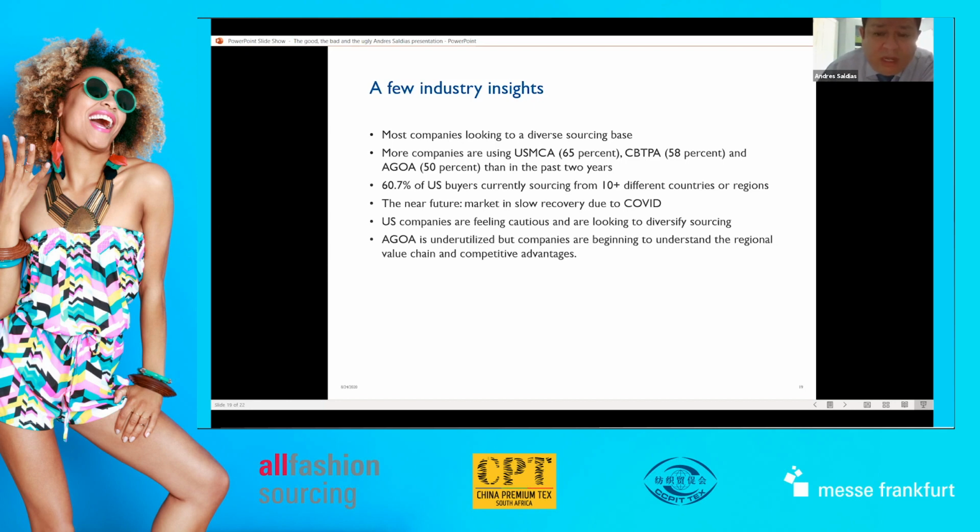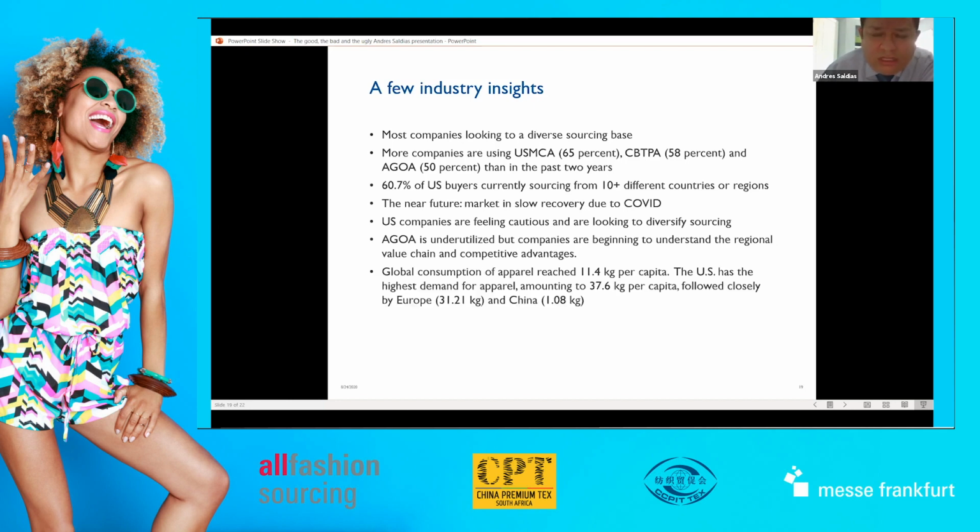Some of the buyers that I touch, they don't know about AGOA. So it's a daily process that we have to go through to sell the concept. The global consumption of apparel reached 11.4 kilograms per capita. That's globally. Okay, out of that, the highest demand is the US market, 37.6 per capita. That means that every single American buys 37 kilograms of garments per year.